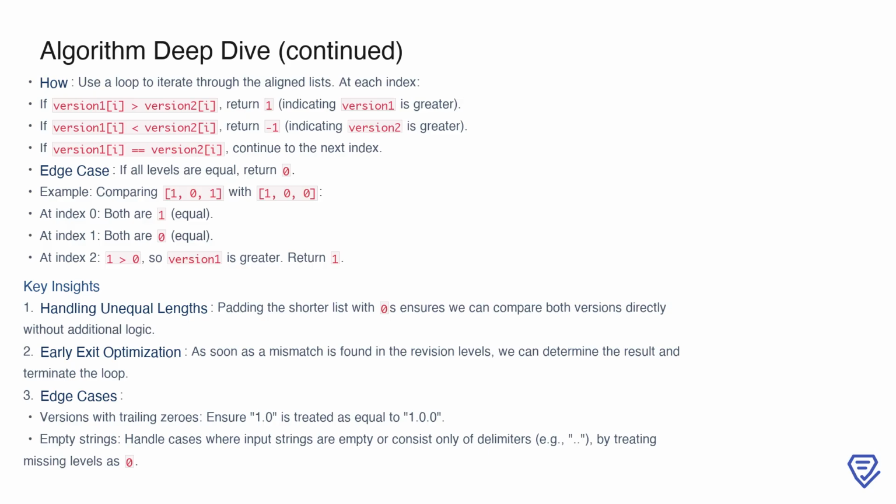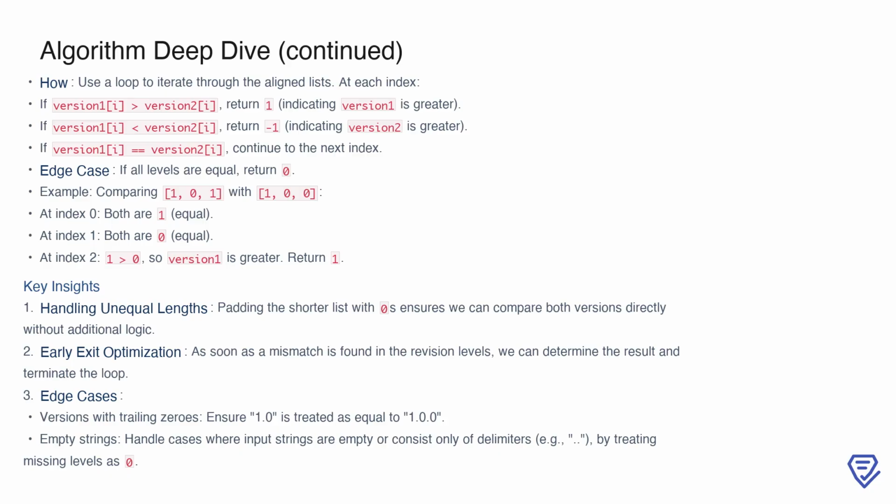To compare the aligned lists, we use a loop to iterate through their elements. For each index, we compare the corresponding integers from both lists. If the integer from version 1 is greater, we return 1, indicating that version 1 is greater. Conversely, if the integer from version 2 is greater, we return -1. If the integers are equal, we simply continue to the next index. The process stops as soon as we find a mismatch, which optimizes the algorithm by avoiding unnecessary comparisons. If all levels in the lists are equal, we return 0, indicating that the two versions are equivalent.